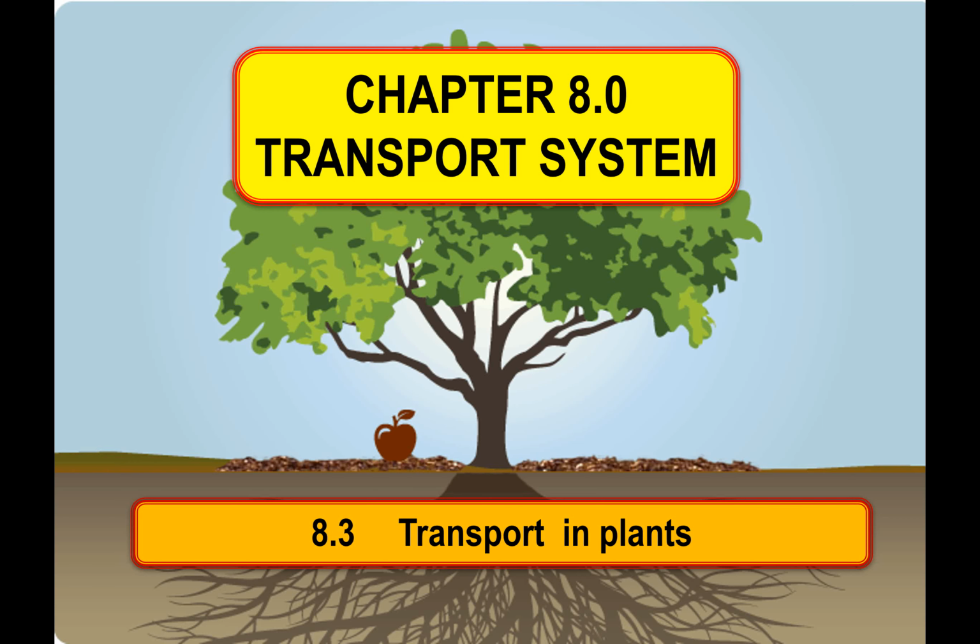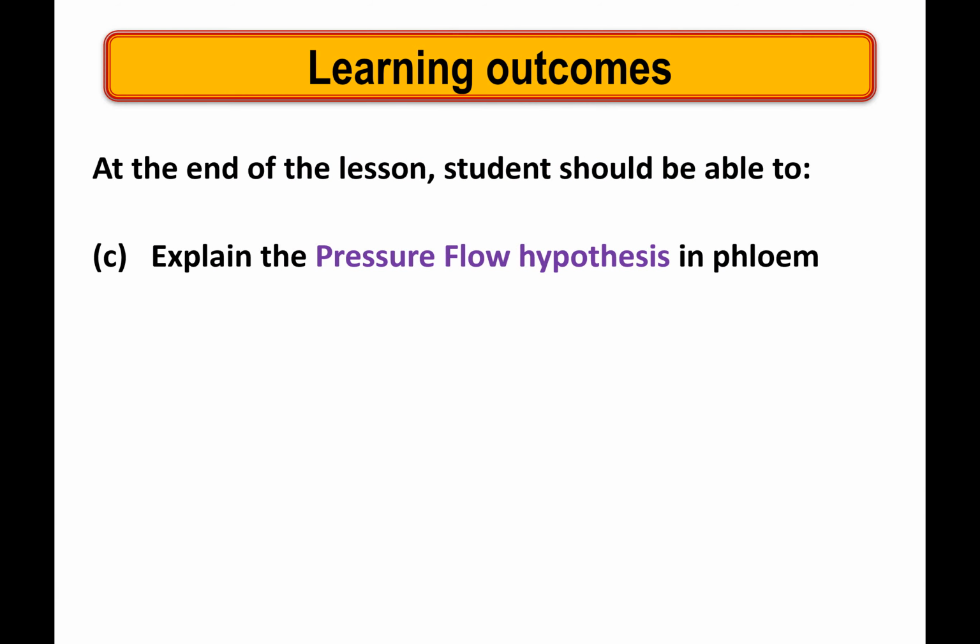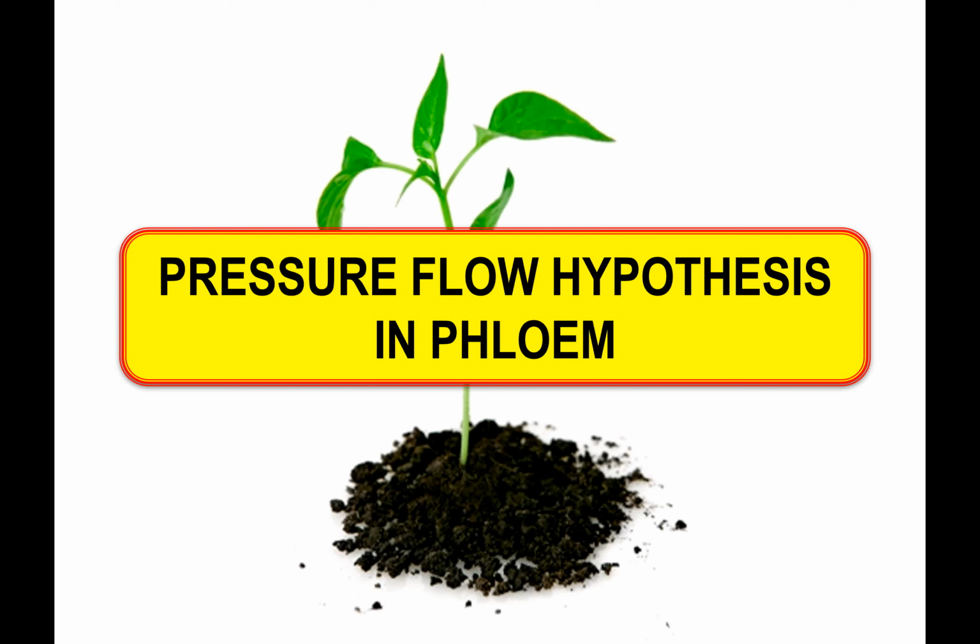Today we are going to continue chapter 8.0 about transport system, transport in plant. Today we are going to focus in more detail on the pressure flow hypothesis. As we can see here, this is our learning outcome. At the end of the lesson, students should be able to explain the pressure flow hypothesis in phloem. Alright, let's start.